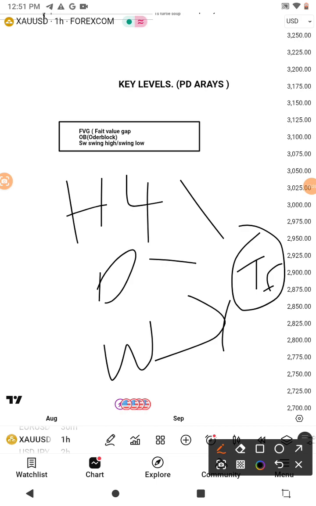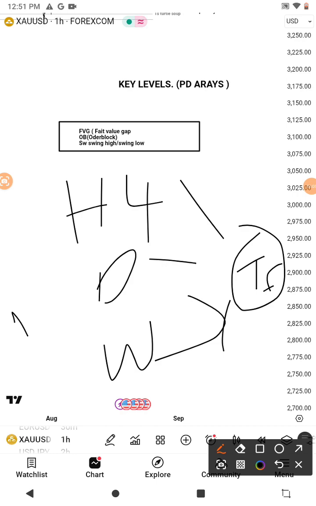So now, let me give you some explanation. Fair value gap. Okay, now, what are we discussing today? We are discussing key levels and PDRA. Those are the same. Key levels and PDRA are all the same. So, fair value gap.